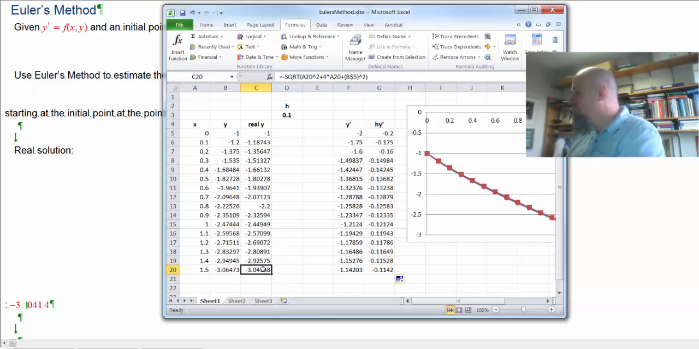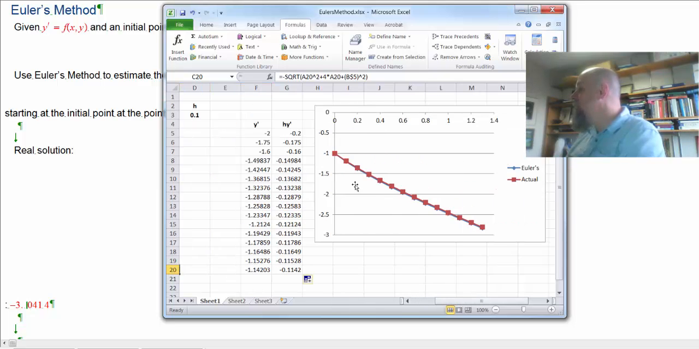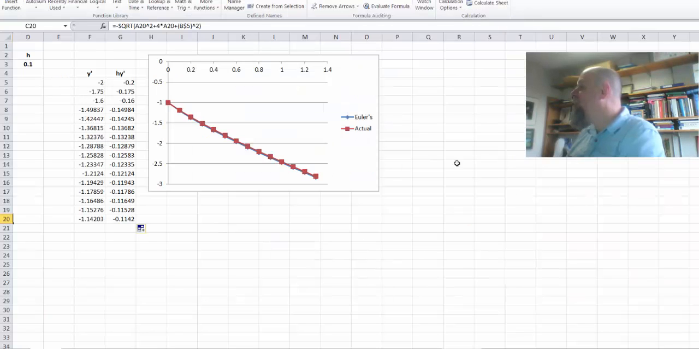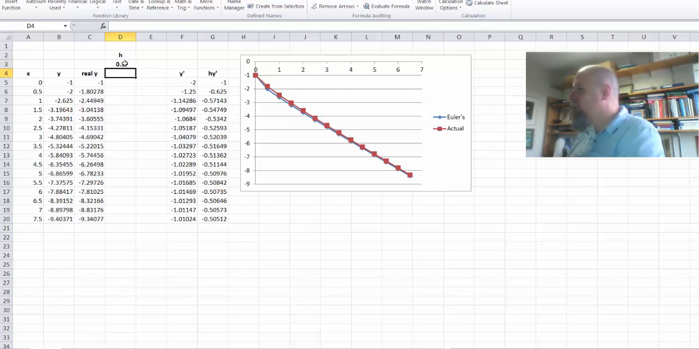So pretty close. Right now I'm in the third decimal place. If I take a look at the picture that I'm making, there's Euler's answer and there's the actual answer. The points lie pretty well on the actual curve. Let's go back to that 0.5. Now I can see some separation of them. And I'm taking steps of a half, so I get all the way up to 7.5.